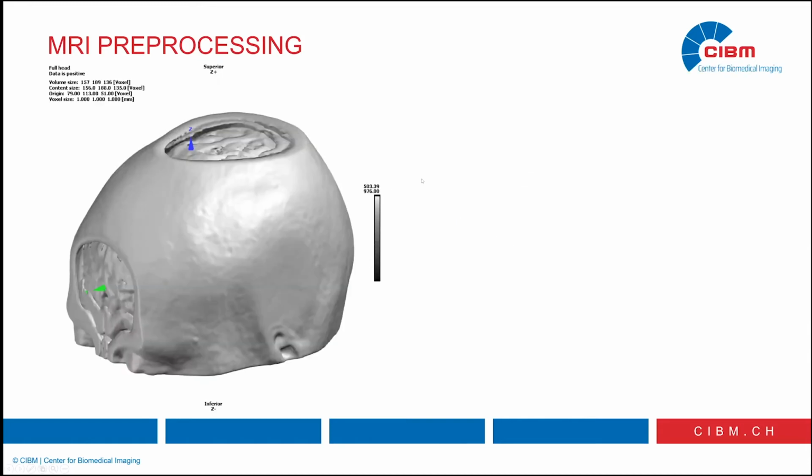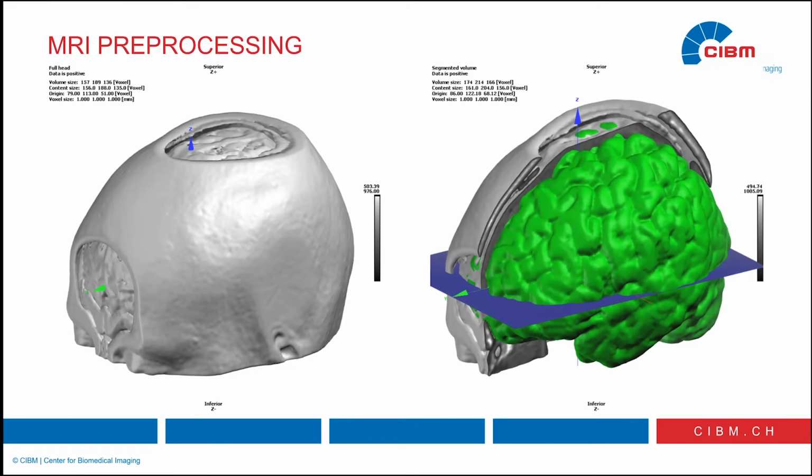Another real-life example is a cropped MRI. So we can see everything is missing. We don't have the jaws, we don't have the nose, we don't have just the bare part of the brain, and we still want to have the inverse solution for this guy. That's the pre-processed.